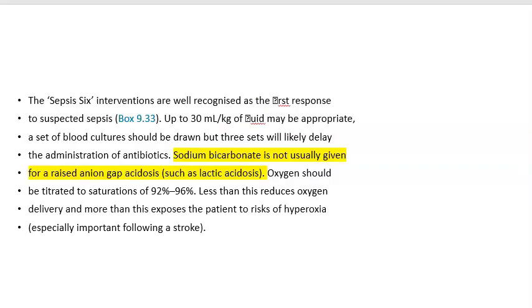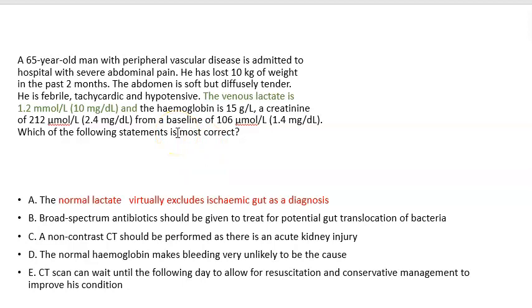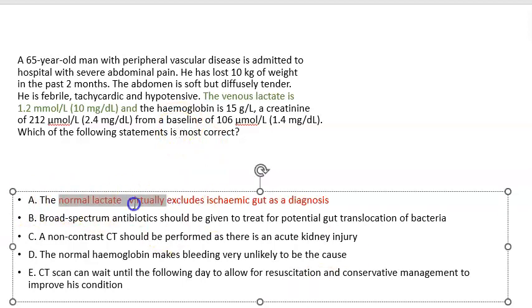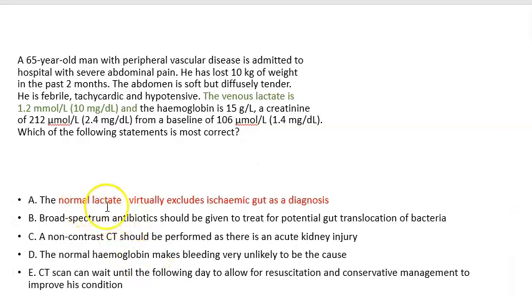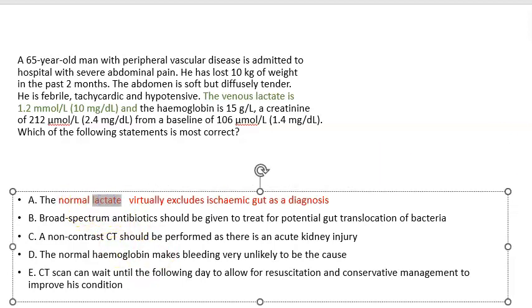Then let's go to the third MCQ. If somebody has normal lactate levels, can you exclude ischemic gut as a diagnosis? They're saying no, because in early stages of ischemic gut, lactate can be normal. So you should not exclude ischemic gut as a diagnosis. The lactate will rise later on when there is liver failure. That's what they're trying to say.